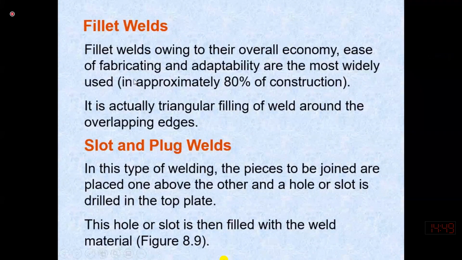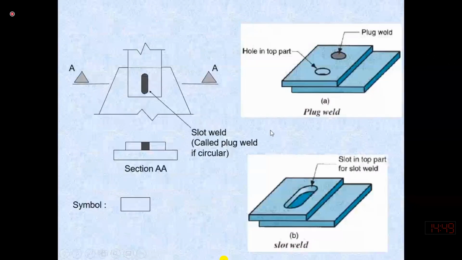So fillet weld, owing to their overall economy, ease of fabrication, and adaptability, are the most widely used, in approximately 80% of the construction. So it is actually triangular filling of the weld around the overlapping edges.